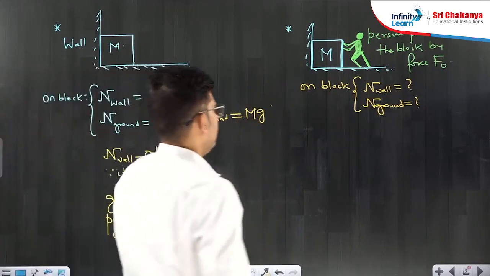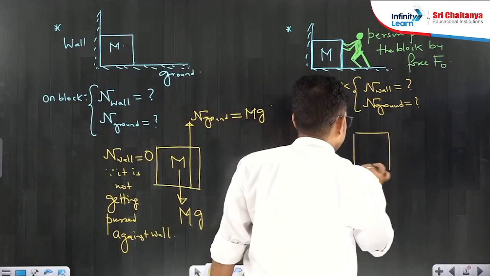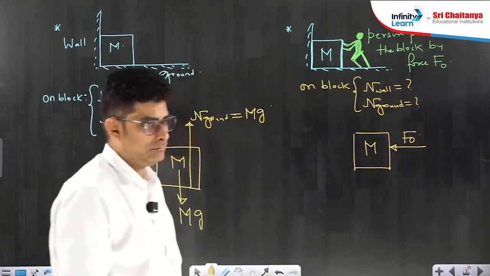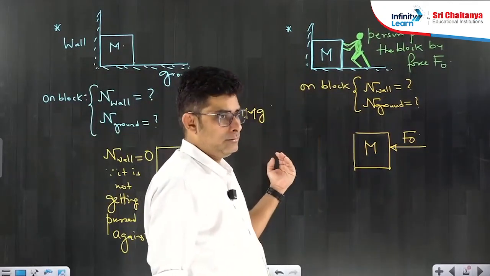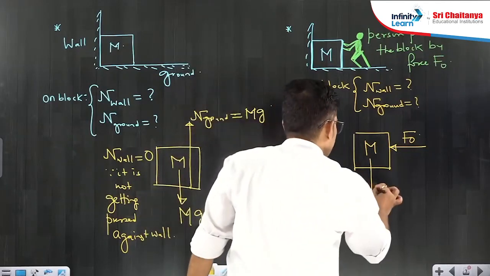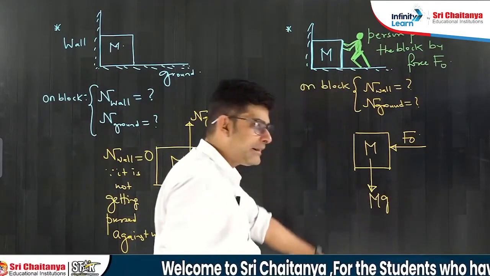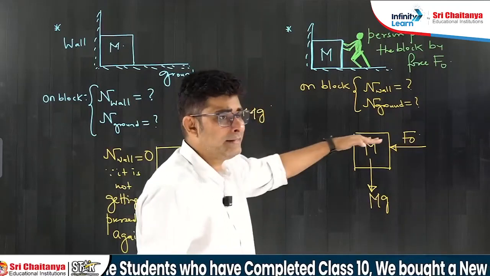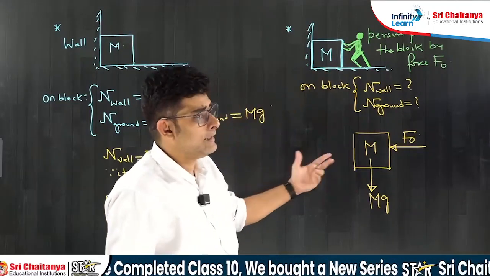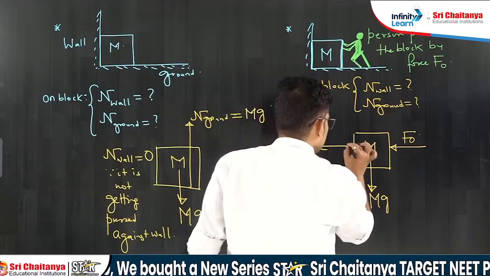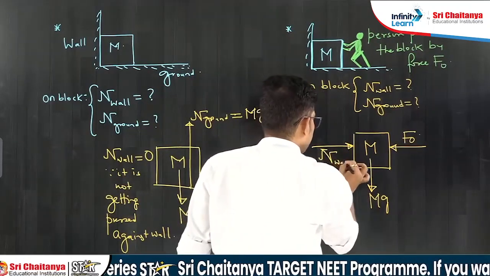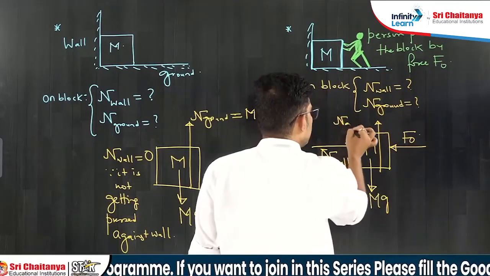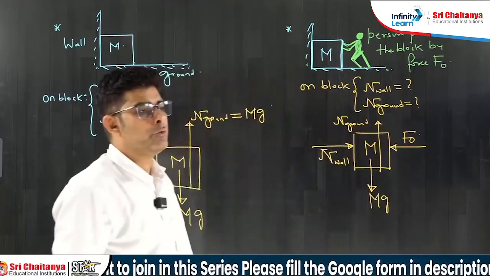But in the second case, if you see the diagram again, from the right side the person is applying a force F0. So here it is getting pressed, and mg is acting downwards, so it is getting pressed on the ground also and towards the wall also. Now will it horizontally accelerate? Answer is no. Will it vertically accelerate? Answer is no. So when it is getting pressed, normal reaction from wall will also come, and normal reaction from ground will also come. Both are pushing forces. Normal reaction is always a pushing force.